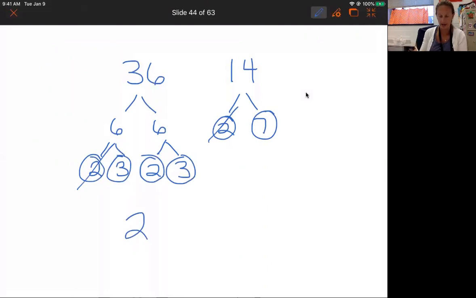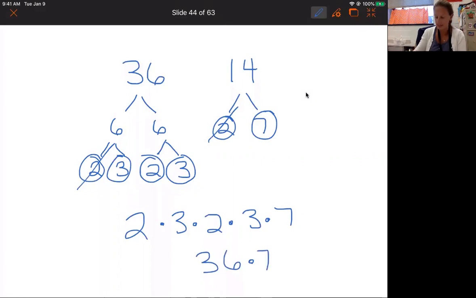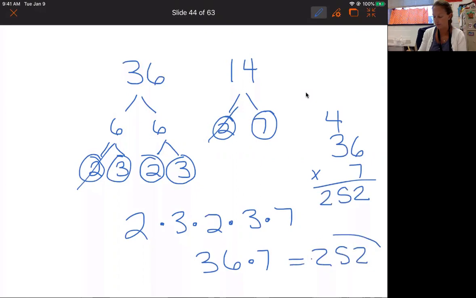Then I'm going to take my greatest common factor and multiply it by everything else that's left. So 3 times 2 times 3 times 7. Okay, so I'm going to do 2 times 3 is 6. 6 times 2 is 12. 12 times 3 is 36. So I'll do 36 times 7. I don't know what that is. I'm going to come over here and do that on the side. 6 times 7 is 42. That's 21 plus 4 is 25. So my least common multiple then is 252.